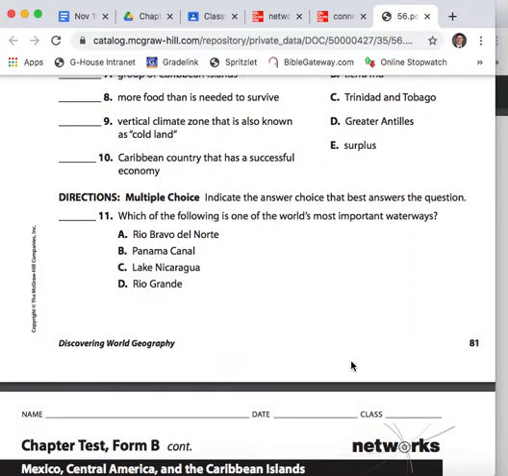Numbers 11 through 19 are multiple choice. Which of the following is one of the world's most important waterways? The Rio Bravo del Norte, the Panama Canal, Lake Nicaragua, or the Rio Grande? You could probably make an argument for all of them, but the question itself says which is most important waterways. In terms of importance, doesn't mean that they're not significant, but it's probably the Panama Canal because of the major trade access that happens between the different countries and the access that people have from the Gulf of Mexico into the Pacific Ocean, not having to go all the way around South America.